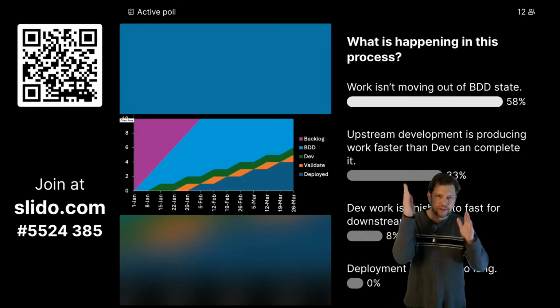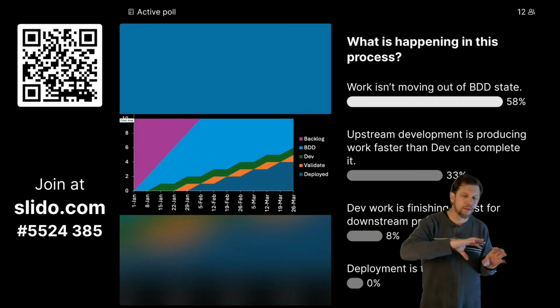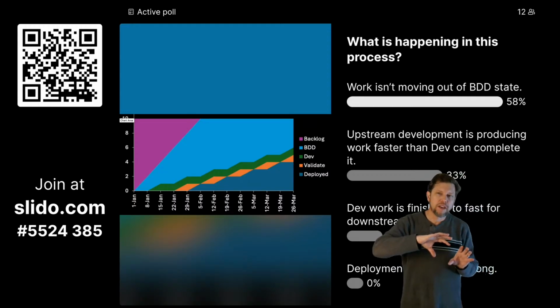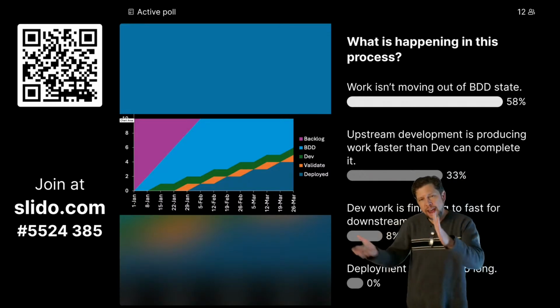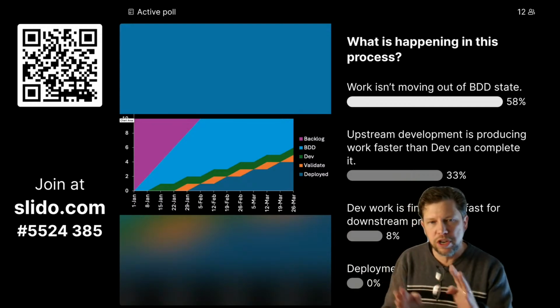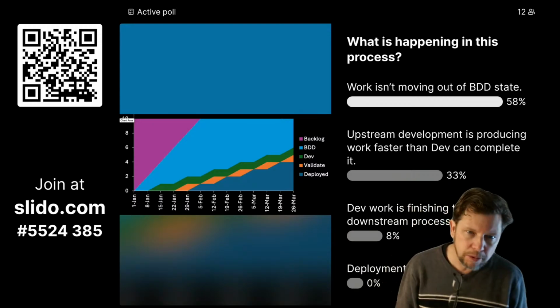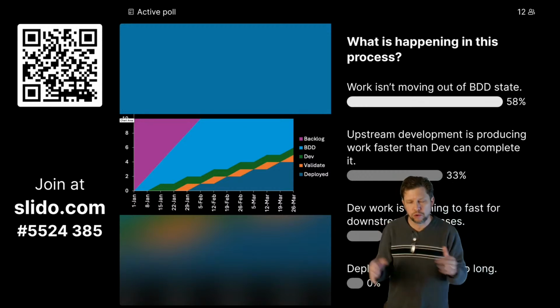So we might have different states. There could be another thing in here showing that, probably what's happening is BDD is completing stuff as it goes, and so there's this wide gap of things just sitting there waiting for dev. If we had more details of those different states, that would be useful. And when you're doing stuff in Jira, or whatever tool you're using, based on my poll, most people are using Jira.